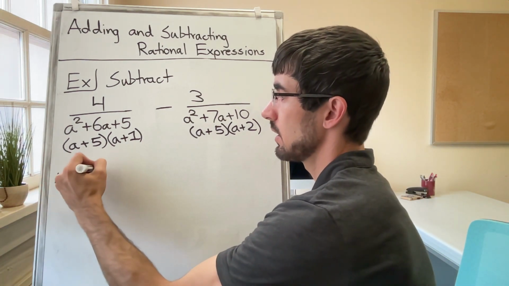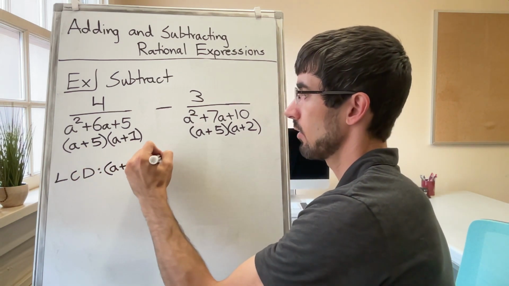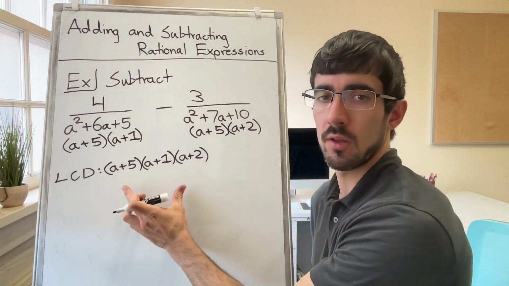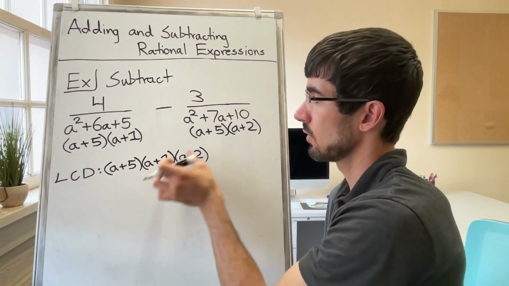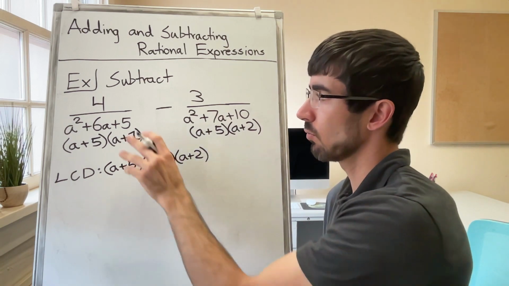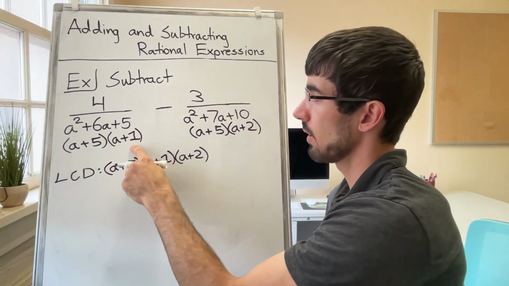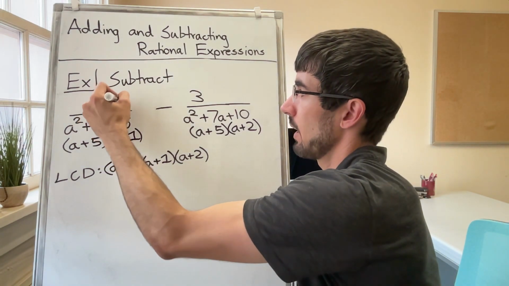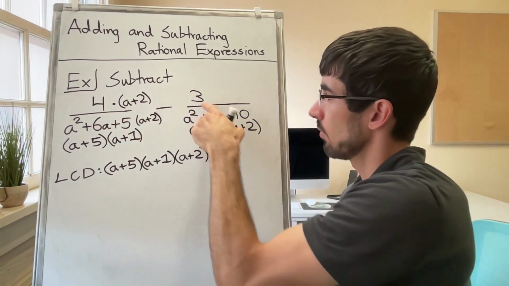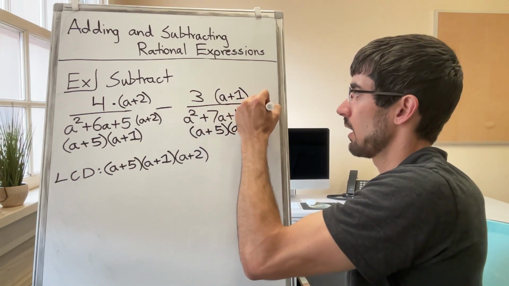The least common denominator here will include that a plus 5. It has to include an a plus 1, and it also includes an a plus 2. This is the smallest amount that each of these denominators can multiply into. So let's look at what each one needs as we rename these fractions to share a common denominator. This one must be multiplied by a plus 2. So we're going to multiply by a plus 2 in the numerator and in the denominator. This one must be multiplied by a plus 1. So let's multiply in the numerator and in the denominator.